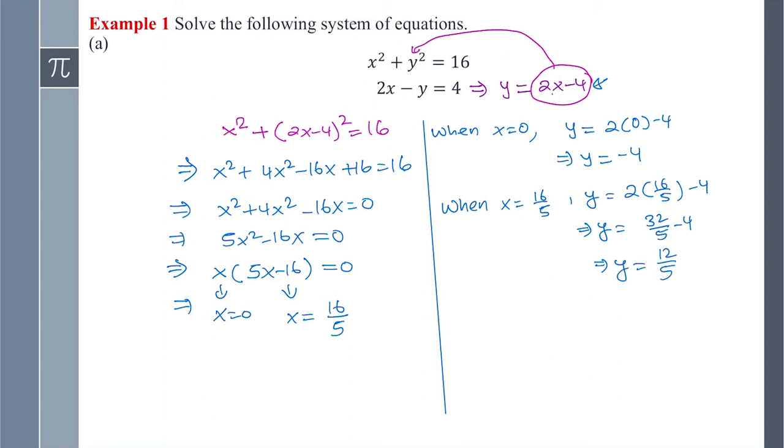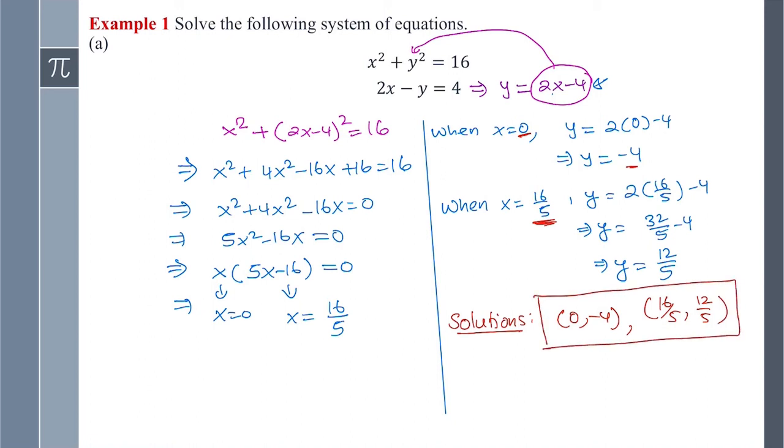Now the solutions for this system of equations are: when x is 0, y is negative 4, so (0, negative 4) is one solution. The other one is when x is 16 over 5, y is 12 over 5, so (16 over 5, 12 over 5). These two points are the solutions for this system of equations.